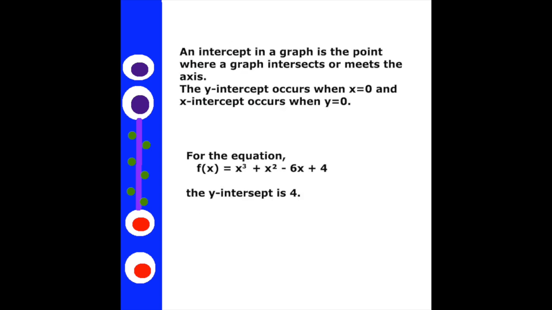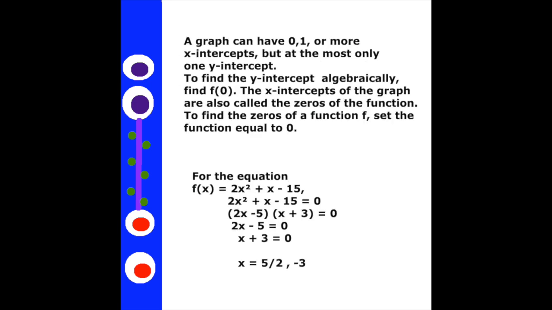An intercept in a graph is the point where a graph intersects or meets the axis. The y-intercept occurs when x equals 0 and the x-intercept occurs when y equals 0. A graph can have 0, 1, or more x-intercepts, but at the most only one y-intercept. To find the y-intercept algebraically, find f of 0. The x-intercepts of the graph are also called the zeros of the function. To find the zeros of a function f, set the function equal to 0.